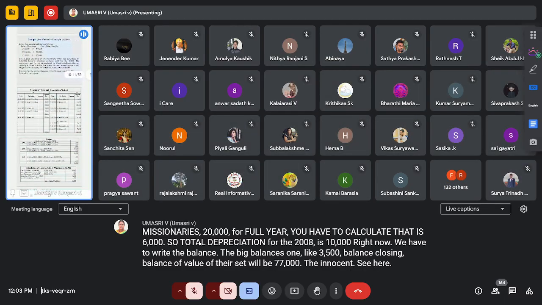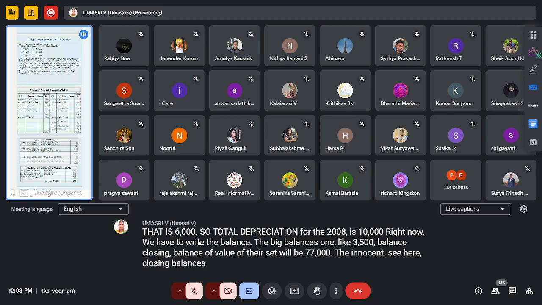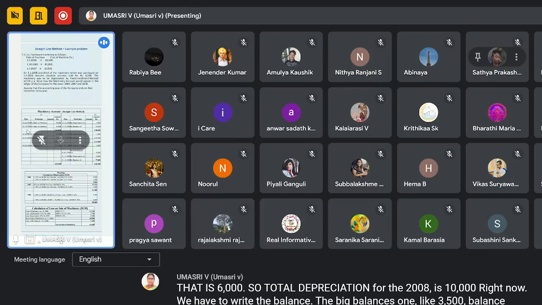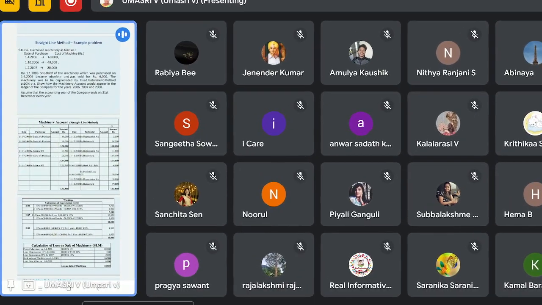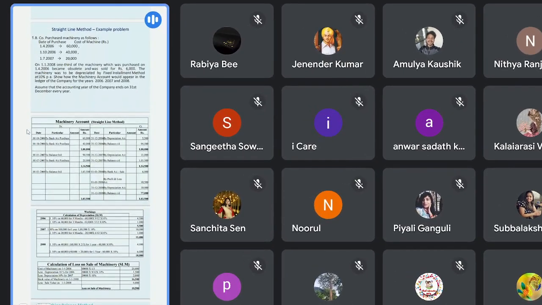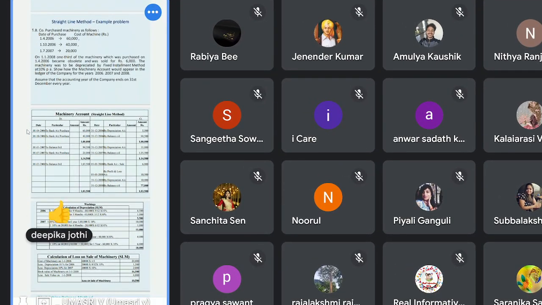See here, closing balance is the value of the asset, the written down value of the machinery at the end of the year, 31/12/2008, is 77,000 under the straight line method. This is the accounting for depreciation. Do you understand this? Yes, ma'am.